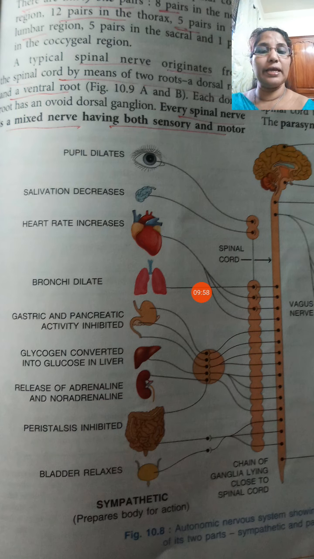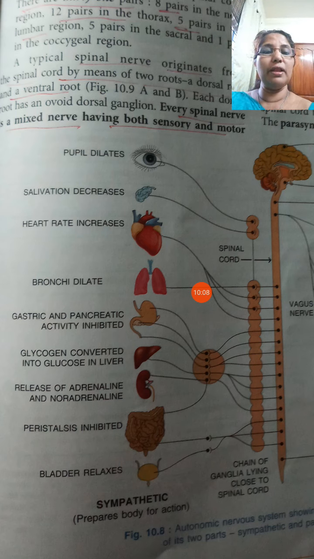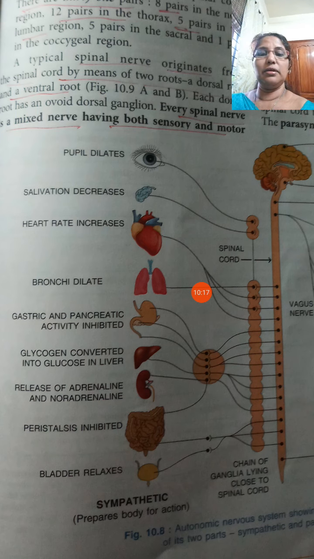Then the bronchi dilate. Bronchi means the air passages, which will dilate, meaning increase their diameter, so that we will take in more oxygen at the time of emergency in any accident case. Our breathing rate will increase. These are controlled by the autonomic nervous system.